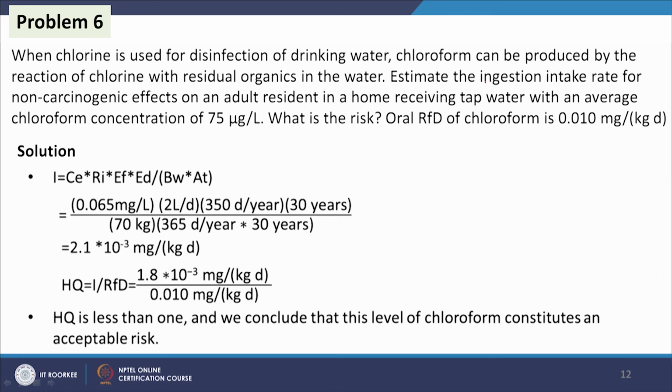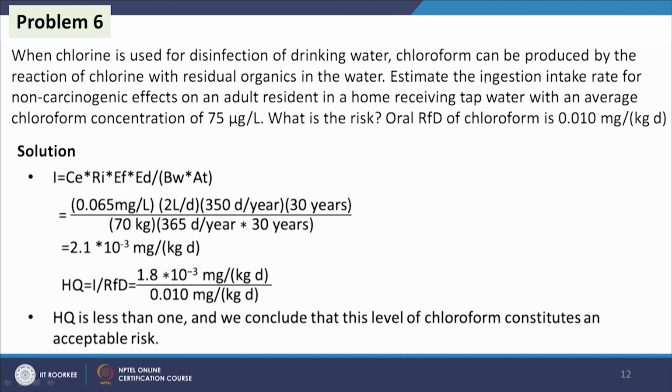it is a non-carcinogenic effect. So, as per the EPA guidelines, which we discussed in the previous class, those values we have considered, and divided by BW, that is body weight. So, that is equal to 70 kg for an adult, and AT is 365 days per year into 30 years. Then by this expression we are getting 1.8 into 10 to the minus 3 mg per kg per day.